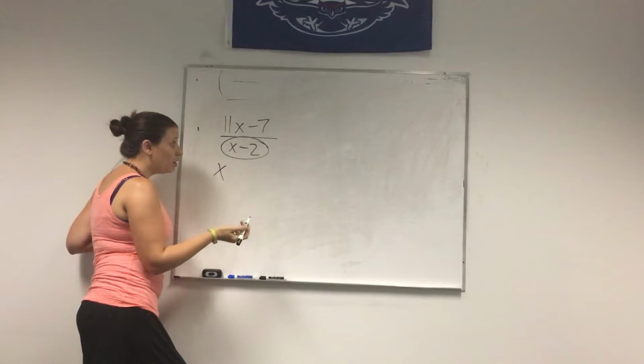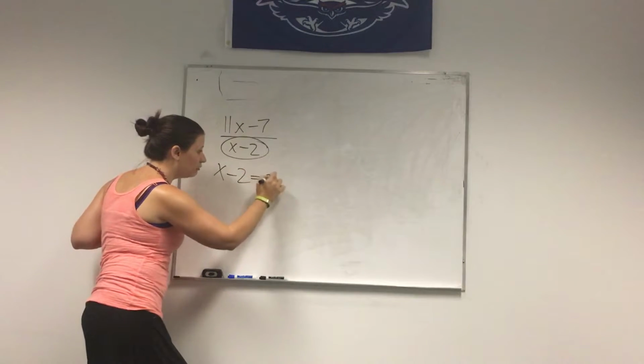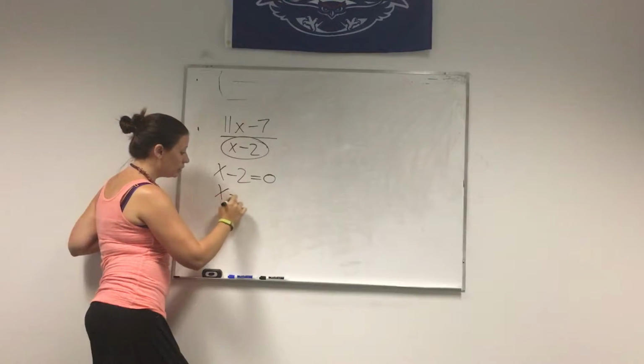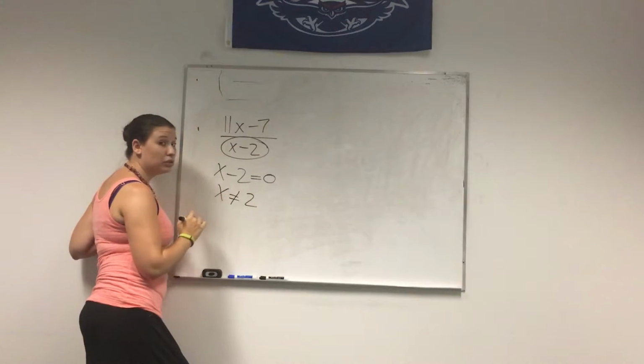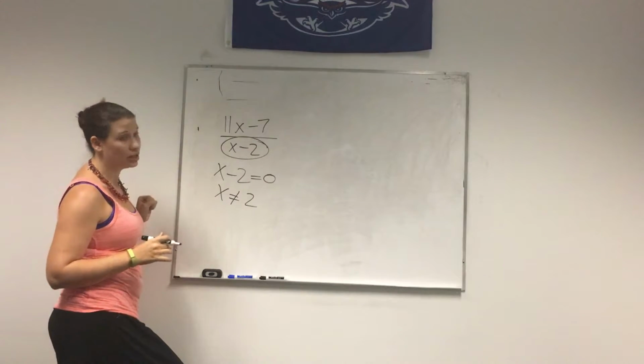So, to figure out what value would make it bad, let's go ahead and set it equal to 0 and solve it out that way. So we add the 2 over, so x can equal 2. That's the value that is not allowed in this function.